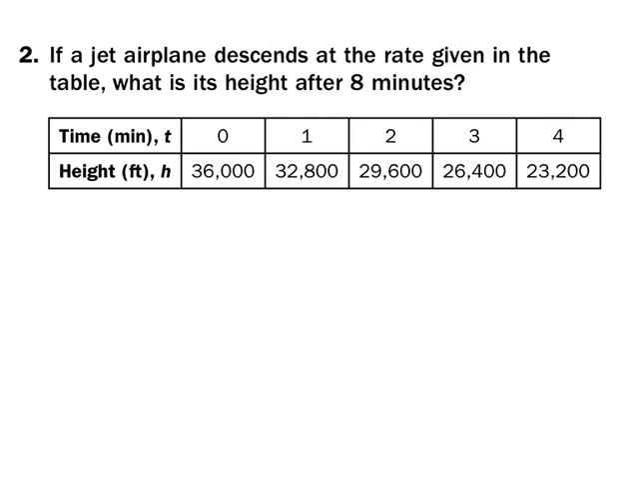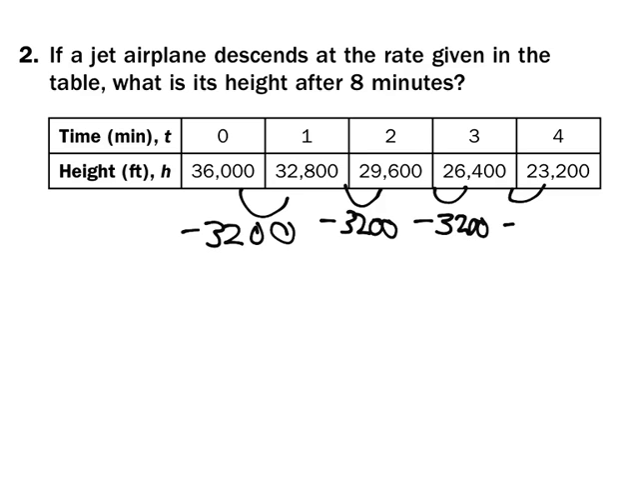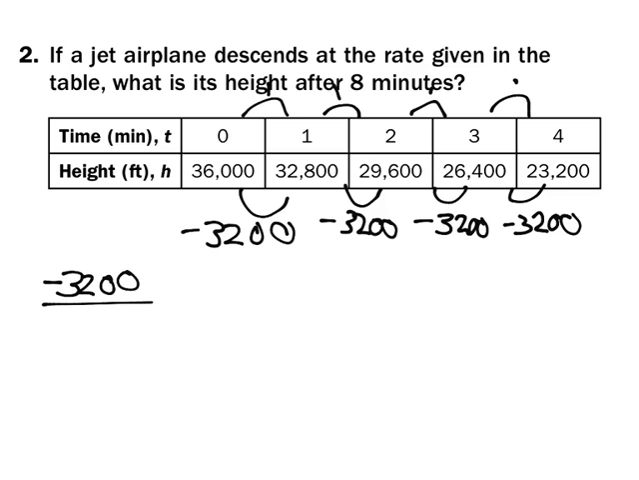Okay, if a jet airplane descends at a rate of given the table, what is the height after 8 minutes? Well, we need to find the pattern here, just like we did before. I use slope-intercept. You could also figure out what it is and then just continue the table out to 8. That would also work. But in between each one is negative 3,200. Space up here is 1. Therefore, my rise over run, in this case, my rise is actually a drop of negative 3,200. My run is 1. So negative 3,200 is my slope. So H equals negative 3,200 T plus 36,000.